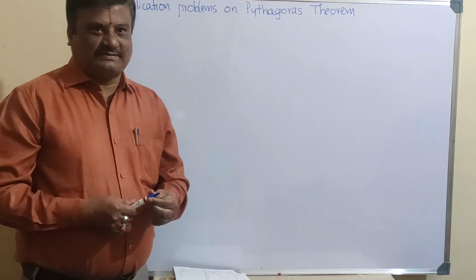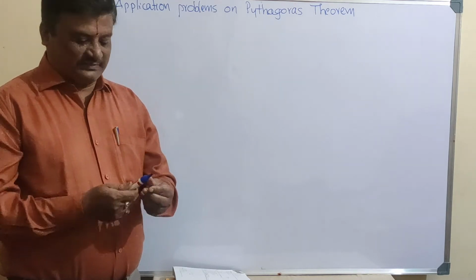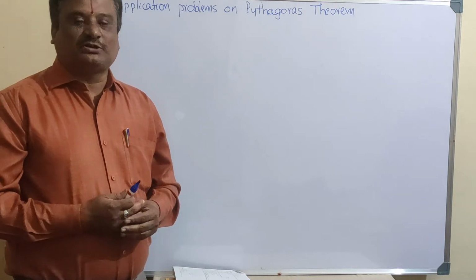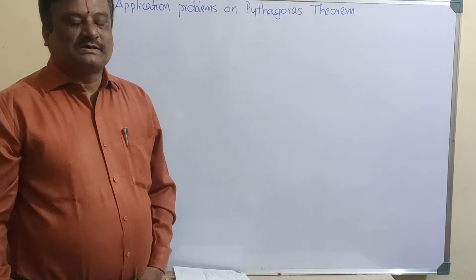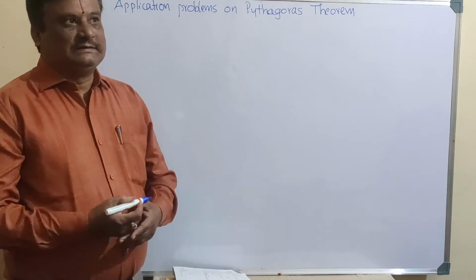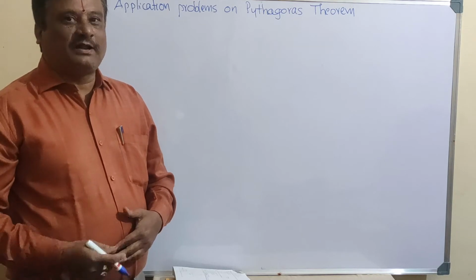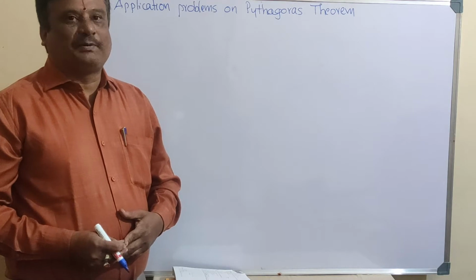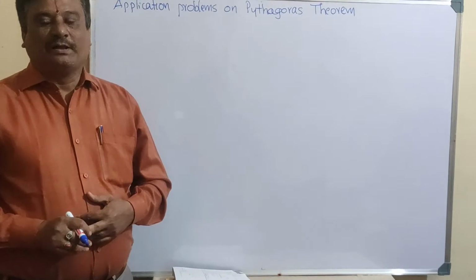Yesterday in class we proved the Pythagoras theorem. As you know, the theorem states that in a right angle triangle the square on the hypotenuse is equal to the sum of the squares of the other two sides. We proved this statement in the last class. Today let's learn the problems based on the Pythagoras theorem, two application level problems.